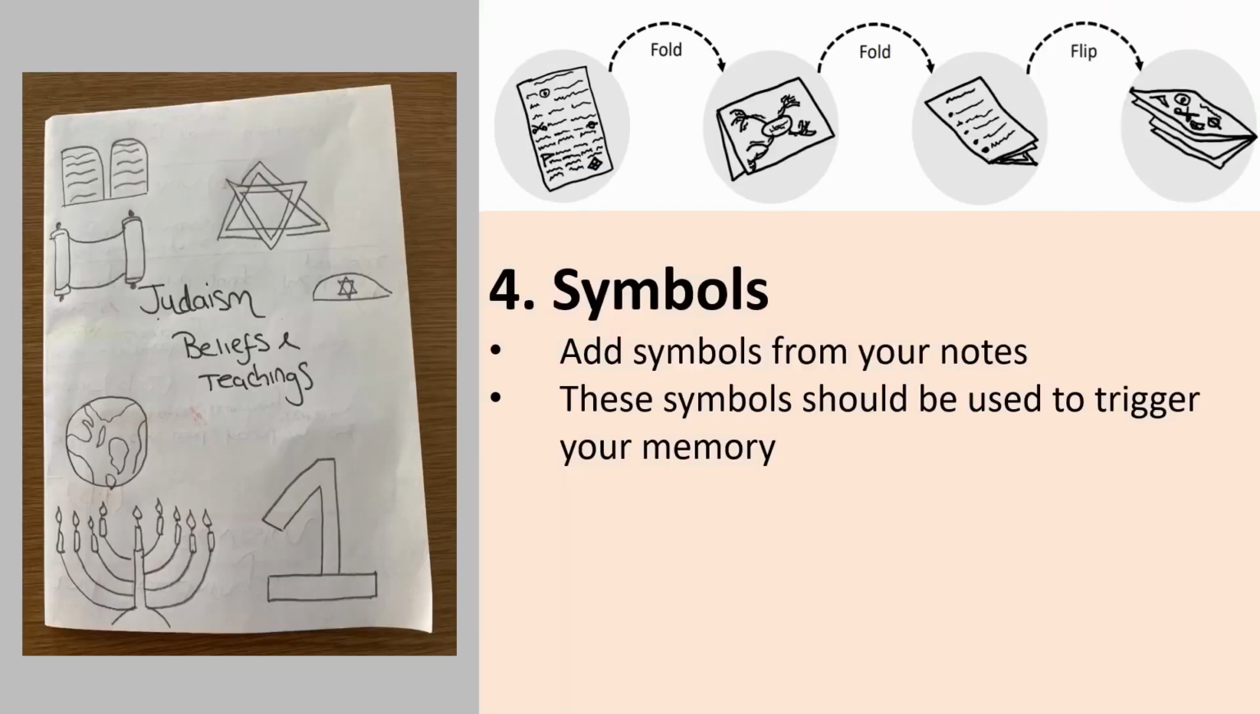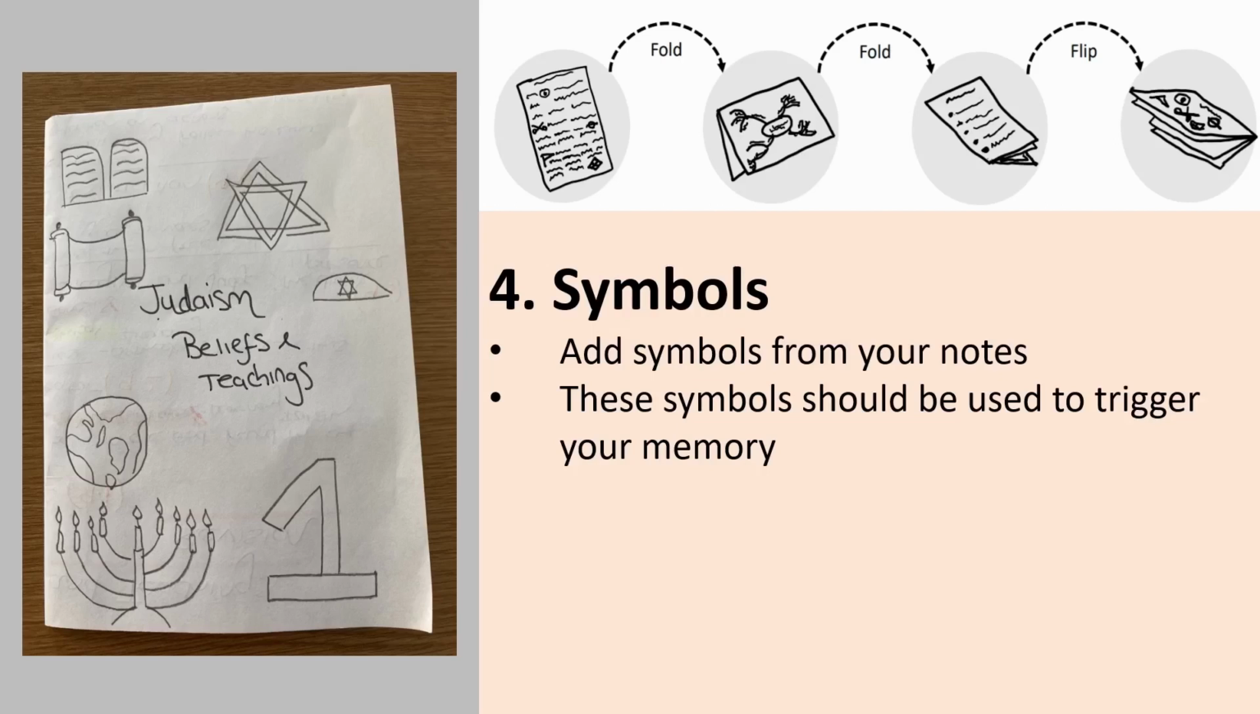So the final step then is that they fold. At this point, the sheet is quite small, and they just use symbols. So the idea of this is these should be used as trigger symbols, whereby students can look at the image, and just from the image they should be able to talk about verbally all of the concepts that they've just written and summarised on their flashcard mind map and full notes page.